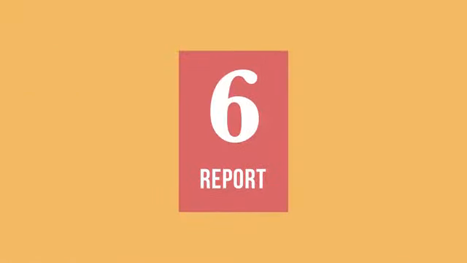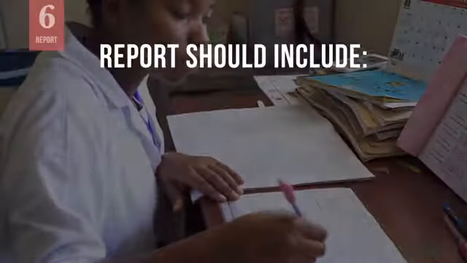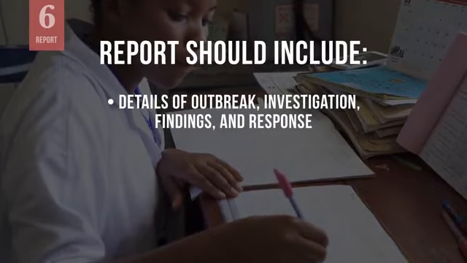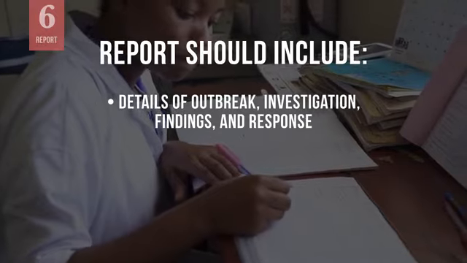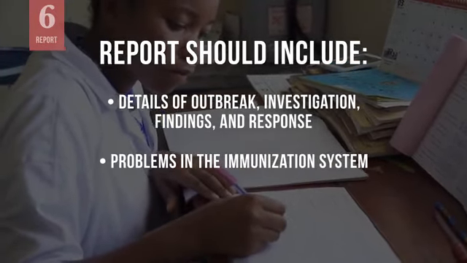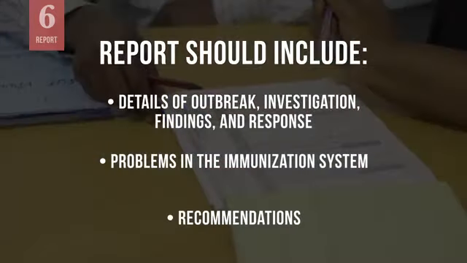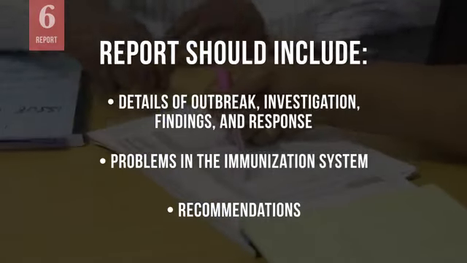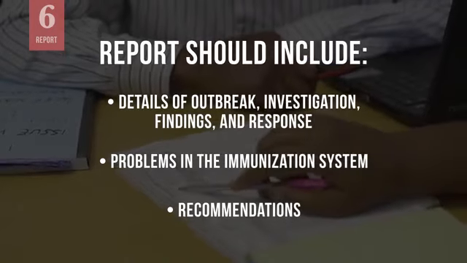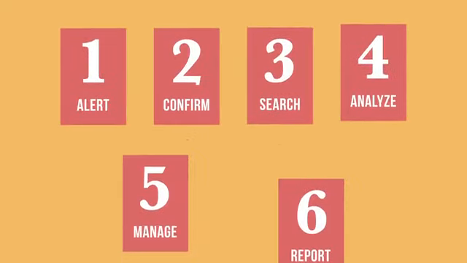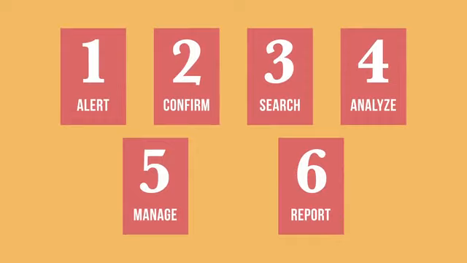Finally, it is critical that you report details and lessons learned from the outbreak investigation. Your report should include details of the outbreak, the investigation, the findings, and the response to date, problems identified in the immunization system, and recommendations to prevent further outbreaks or better prepare for or respond to outbreaks in the future. You have now reviewed the important activities involved in an outbreak investigation.